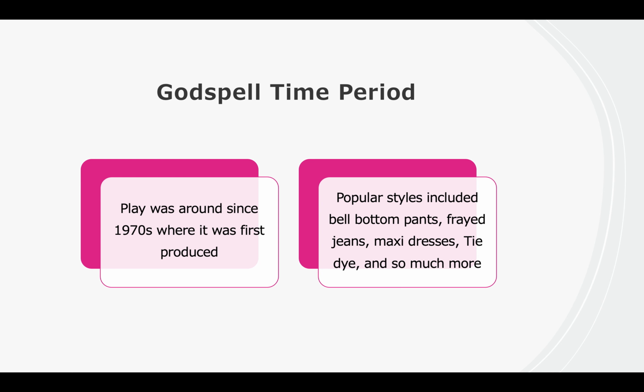Before we get more into the design element as a whole, I think we should talk about the time period. The play has been around since the 1970s, when it was first produced. Popular styles then were bright colors, jeans, bell-bottom pants, and tie-dye. There's so much more in the 1970s and 1980s, kind of hip-hop, kind of rock punk, if you know what I mean. So the Godspell time period is more colorful, but also kind of in the oldies. If you've listened to rock, it reminds me of Godspell, because the music is kind of rock style, but it's not really upbeat. It's like a nice ballad.